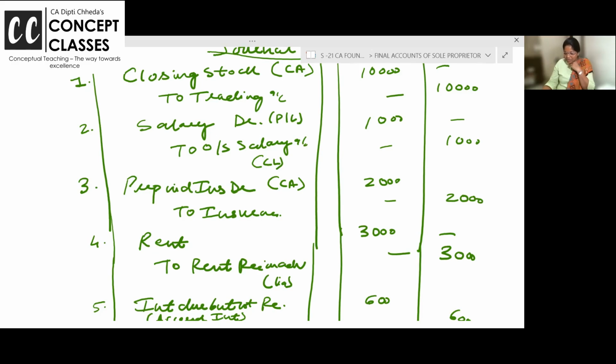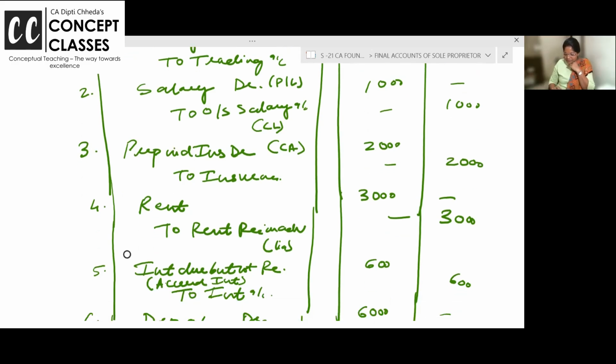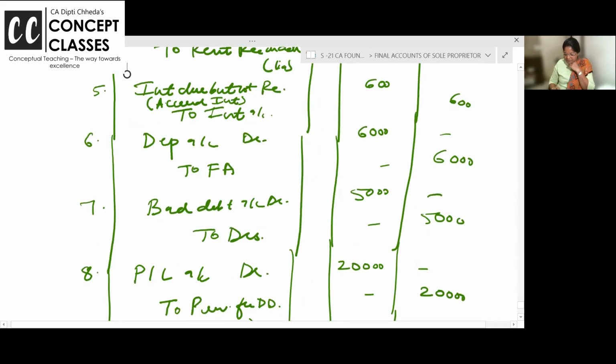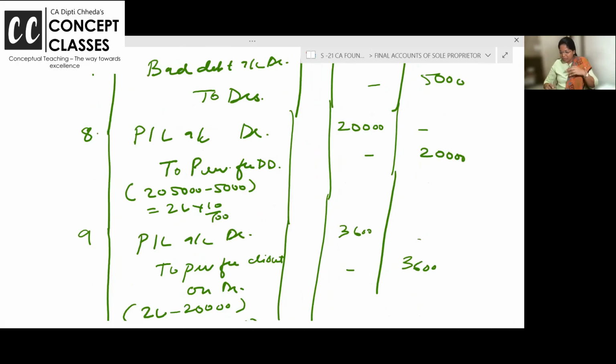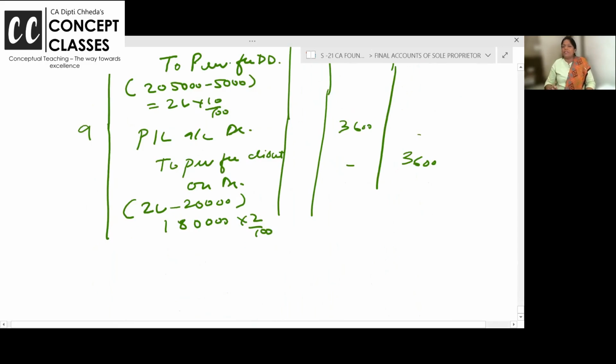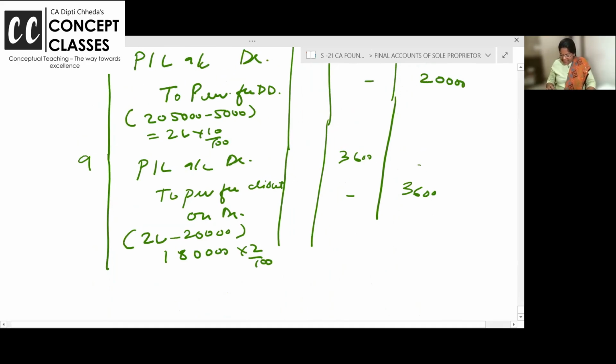Now your videos are off, so you tell me: provision for doubtful debts only on 2 lakh, or discount on debtors on 1,80,000? Because 20,000 we are doubtful to receive, so why will we give provision on them? Okay, right? That's all for all the adjustments.